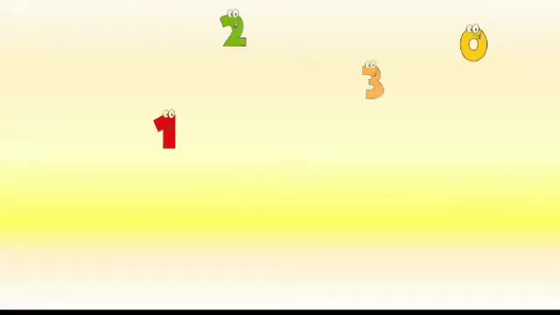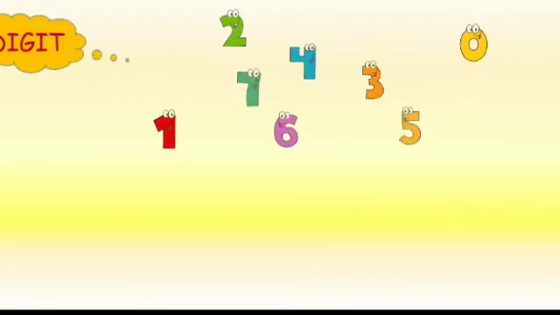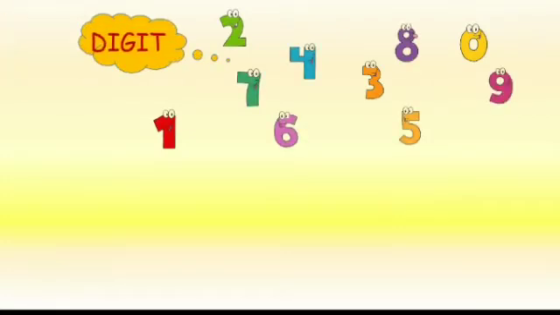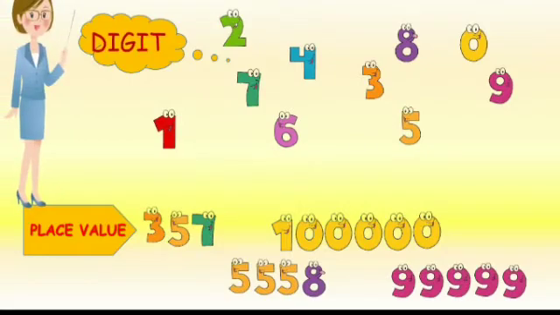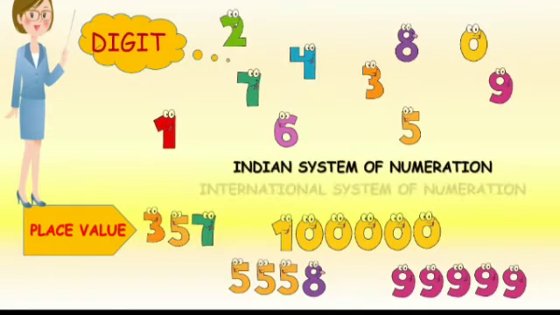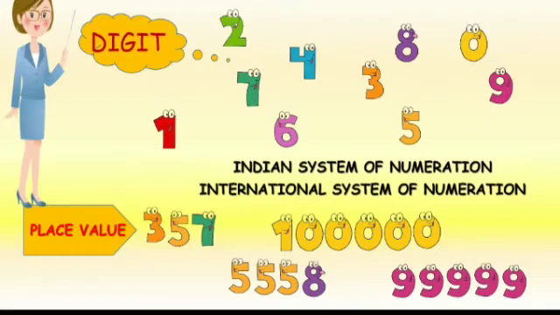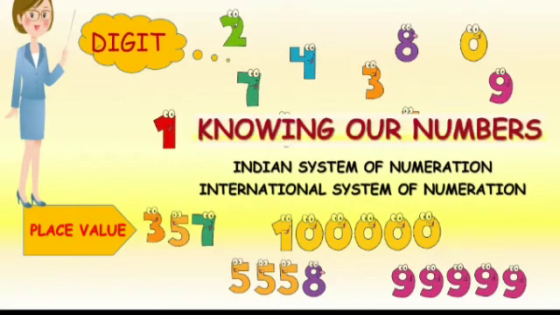1, 2, 3, 4, 5 are the basic digits that we use in creating greater or bigger numbers, and these numbers are read based on its place value. Hello students, in this video we shall learn how to write and read figures based on Indian system of numeration and international system of numeration in the chapter Knowing Our Numbers.